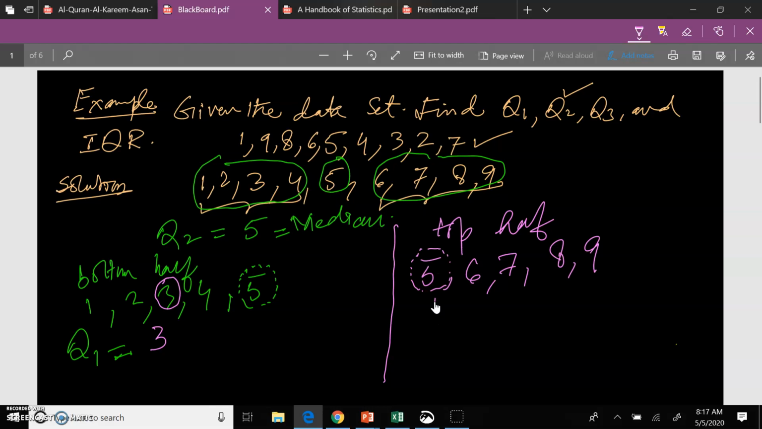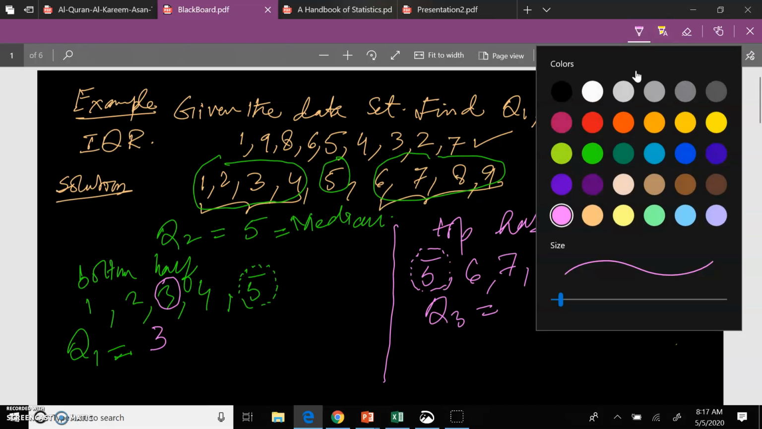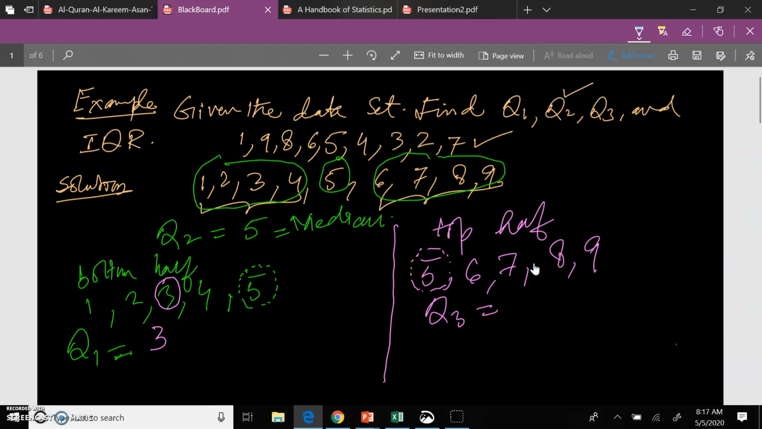Now we find Q3. So Q3 will be equal to the median of this top half, right? The median of this top half is actually 7. 7 is the Q3. So we have a Q1, we have a Q2, and we have a Q3.